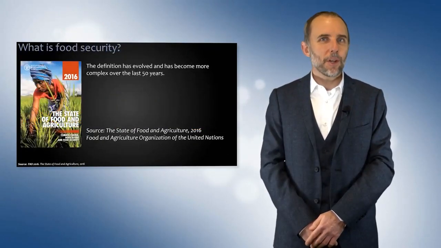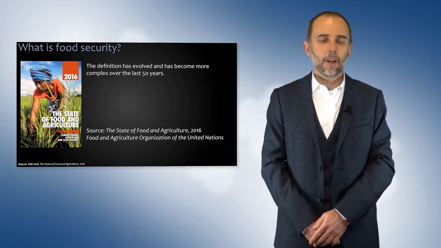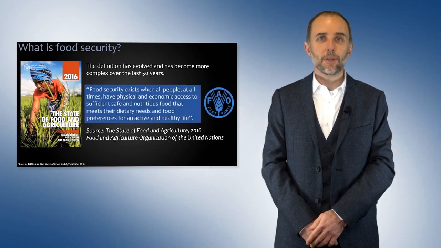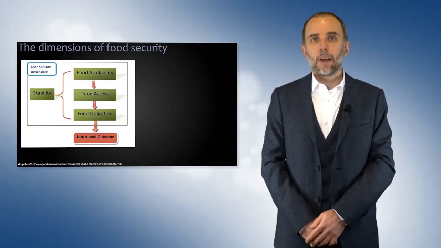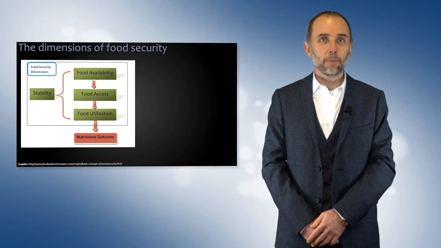The definition of food security has evolved and has become more complex over the last 50 years. The Food and Agriculture Organization of the United Nations defines food security as: food security exists when all people at all times have physical and economic access to sufficient, safe and nutritious food. And that food must meet their dietary needs and preferences for them to have an active and healthy life. We can unpack that definition and see that it has multiple dimensions, multiple components.